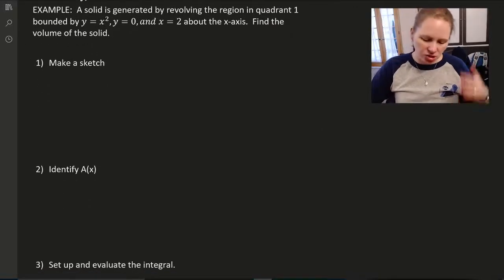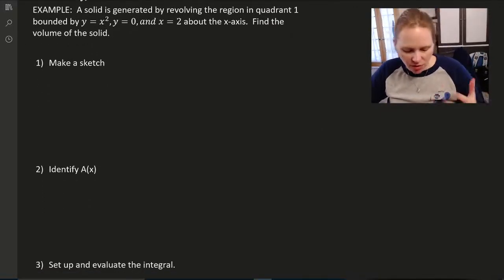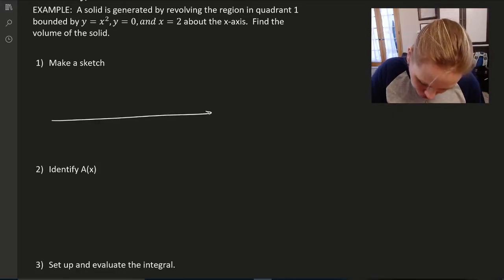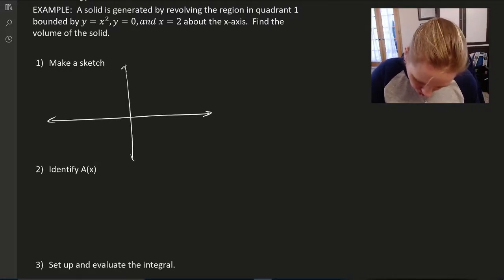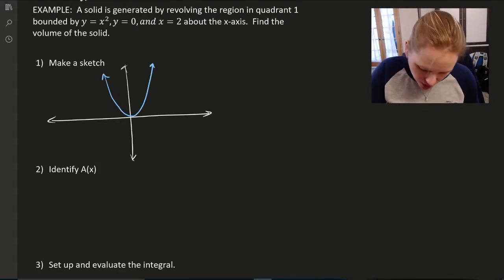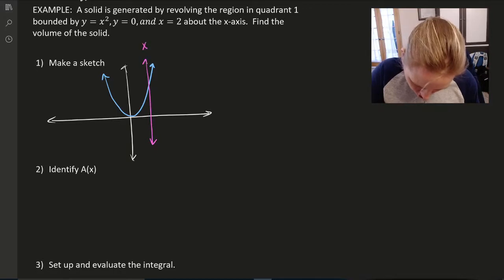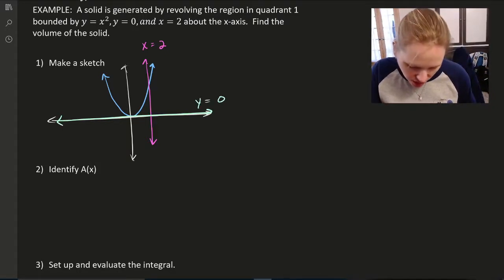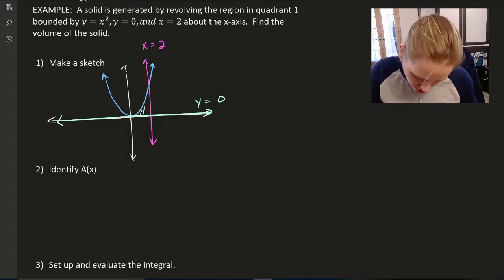So here we've got a solid generated by revolving a region in quadrant 1, bounded by y equals x squared, y equals 0, and x equals 2. Okay, so let's make a little sketch. Y equals x squared looks like this. Okay, y equals 0 and x equals 2. So x equals 2 is going to kind of be a line like this. This is x equals 2. And then y equals 0 is just the x-axis. So we're revolving the area in quadrant 1 bounded by these 3 curves. So that's this area right here.